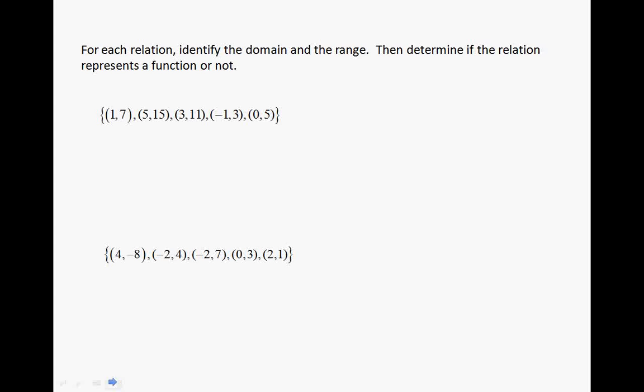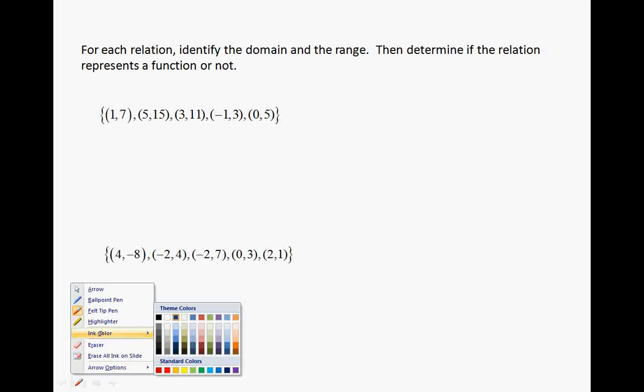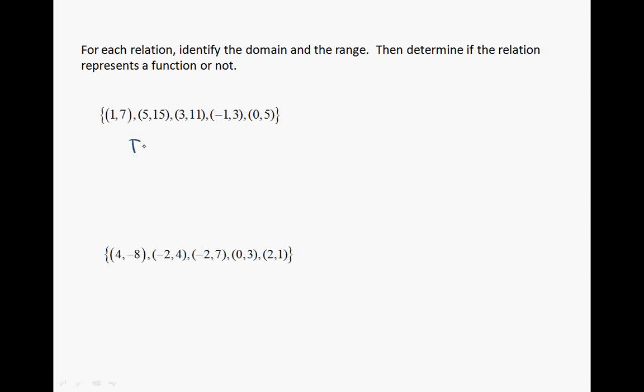Sometimes you'll look at relations like this, where it's just a set of ordered pairs. So here's a problem. For each relation, identify the domain and the range. Then determine if the relation represents a function or not. Okay, so for the first one, I'm going to make a set D for domain.